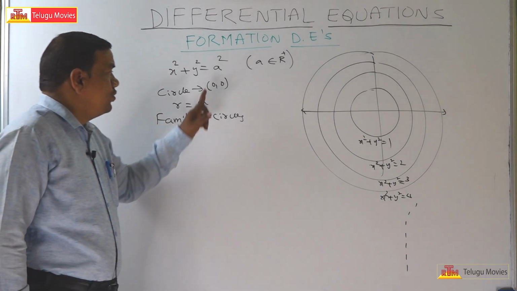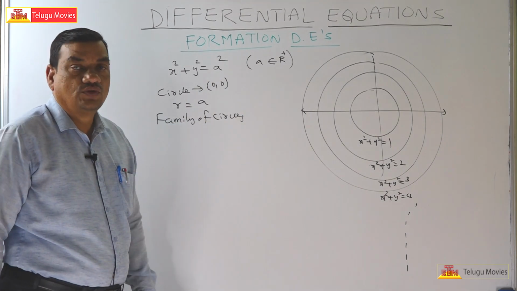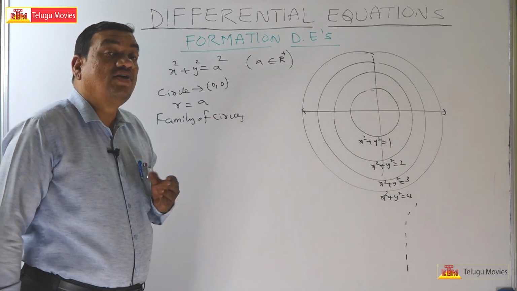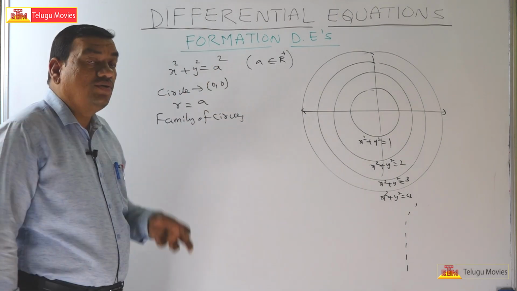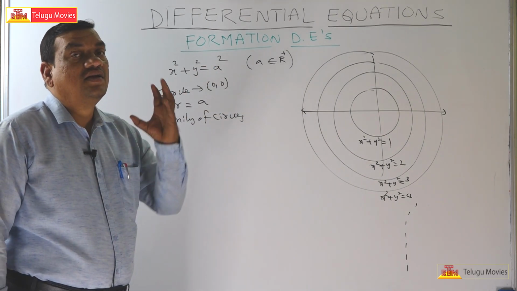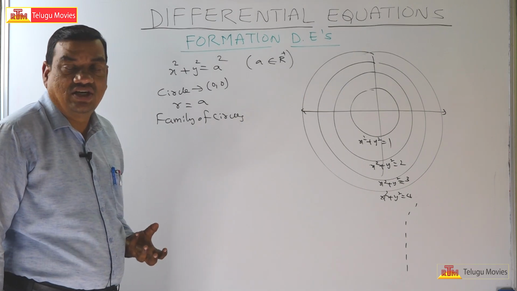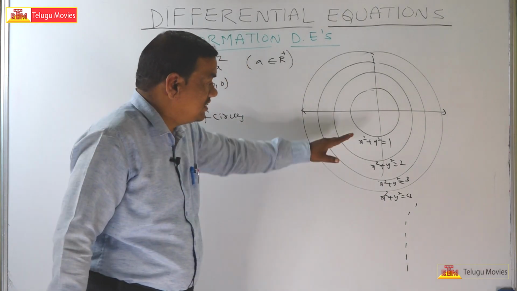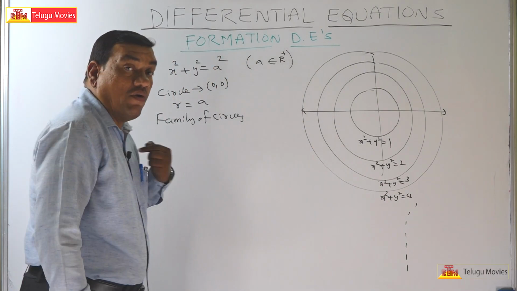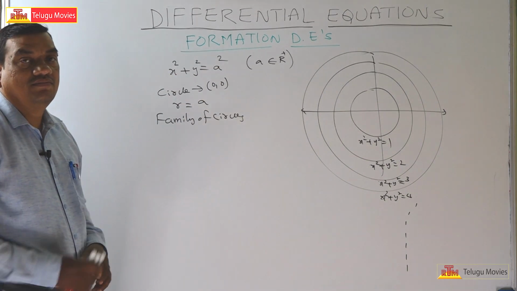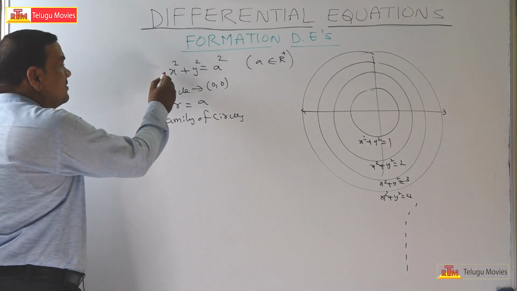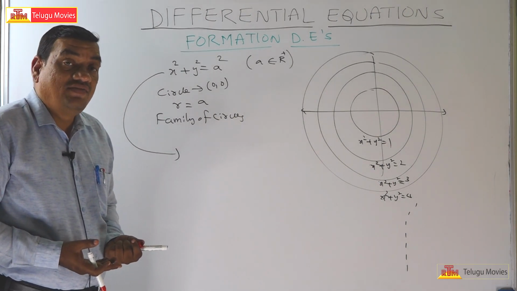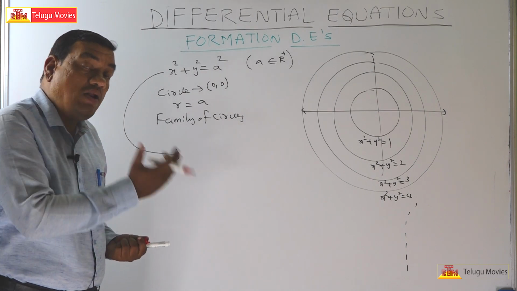That means you have to eliminate the a value. Why? Here a takes so many values. a belongs to the set of real numbers. If you are able to eliminate a, then you will get an equation which satisfies all these equations. Our aim is to eliminate this constant a. How to eliminate that constant? The one and only process is differentiating the given equation with respect to x on both sides.